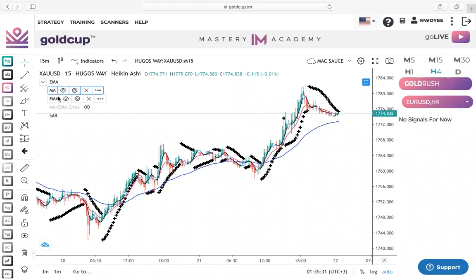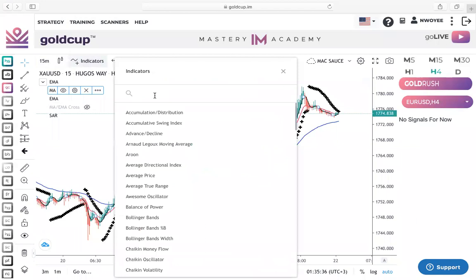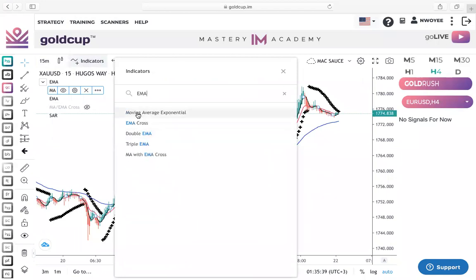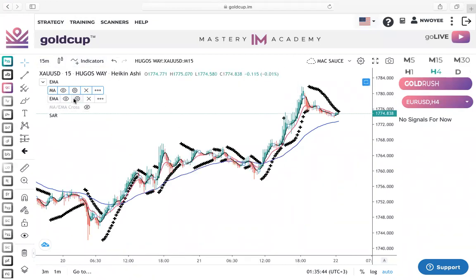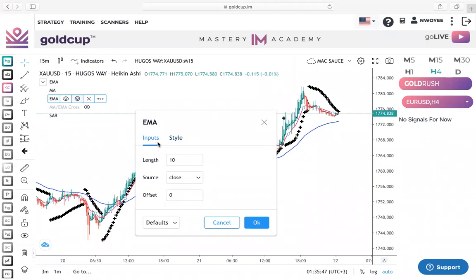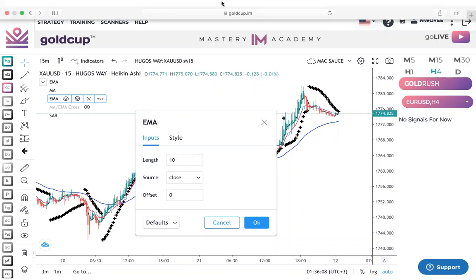Now we're going to add a third one, an EMA. So now I'm going to come here and type EMA, moving average exponential. I just clicked on it. Now I come to setting and I go to input. The third indicator that I'm adding, the length is 10, the source is close, the offset is 0. 10 close 0 for the third indicator. So that's for the third one.